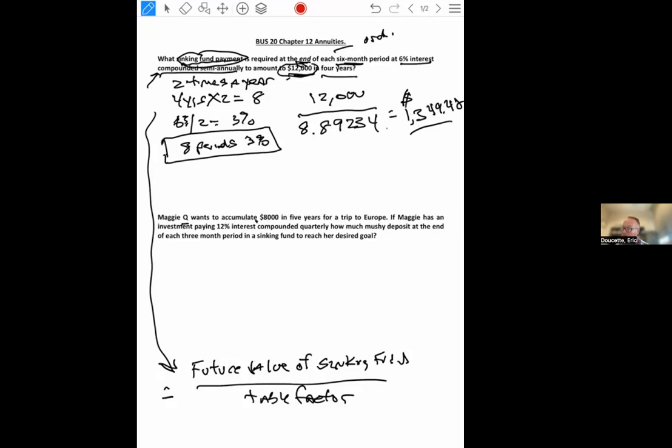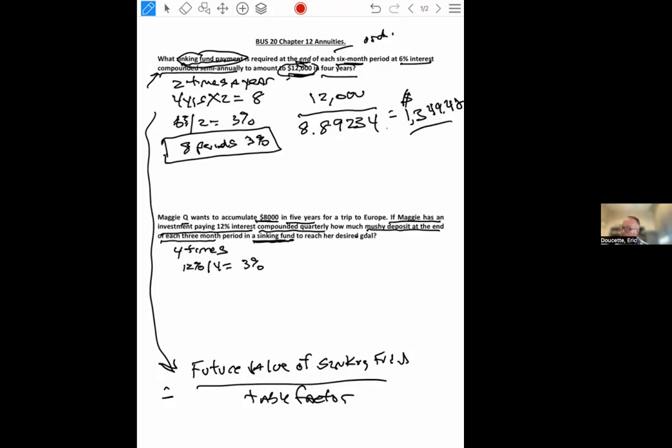Maggie wants to accumulate 8,000 in 5 years for a trip to Europe. If she has an investment paying 12% interest compounded quarterly, so that's 4 times. How much must she deposit at the end of each 3-month period in the sinking fund, that's how you know what to use, to reach her desired goal? So again, 4 times a year. Let's see. So if it's 12%, we're going to divide that by 4 because it's 4 times a year. So that comes out to 3%.